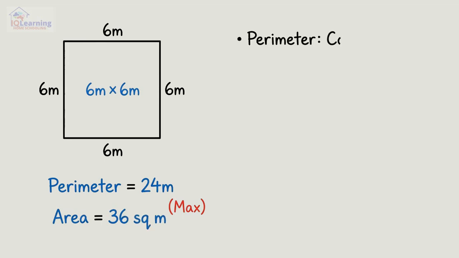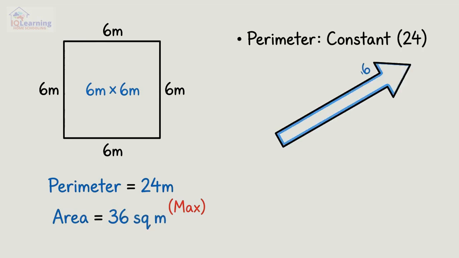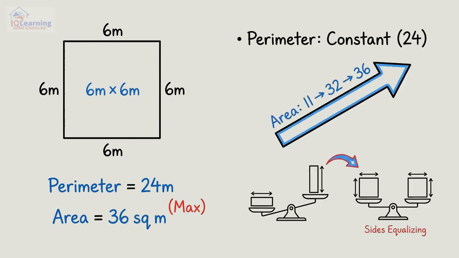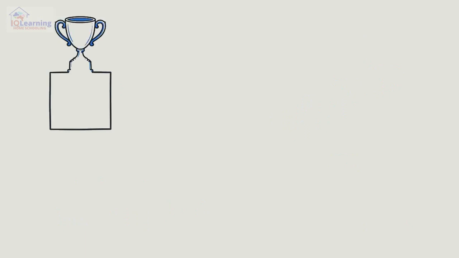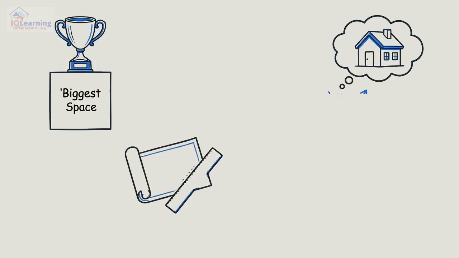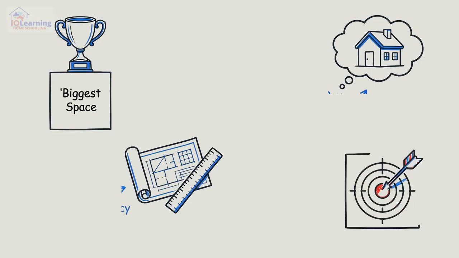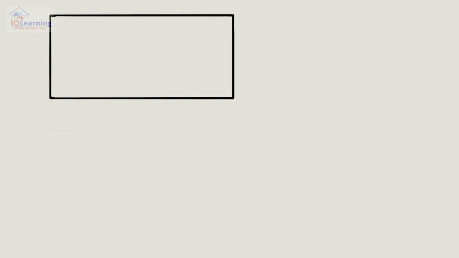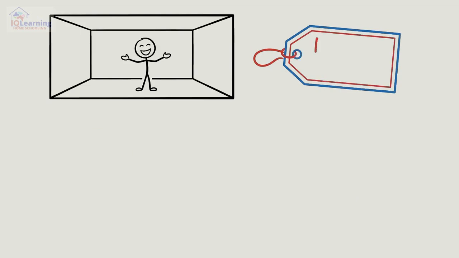The perimeter stayed the same every time, but the area got bigger as the sides became more equal. The room that looks most like a square gave the biggest floor space. This idea helps you make smart choices in your dream house project. When you choose room sizes, try to make them square or close to square. That way, you get more living space without needing extra walls.